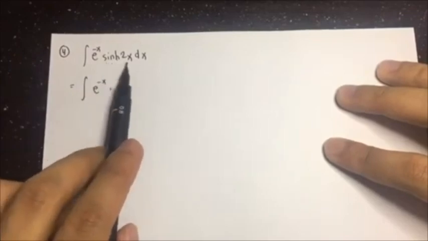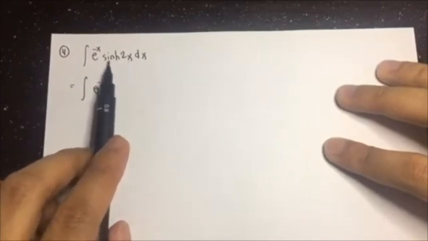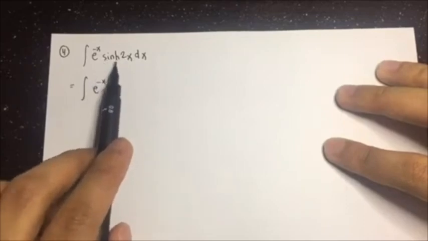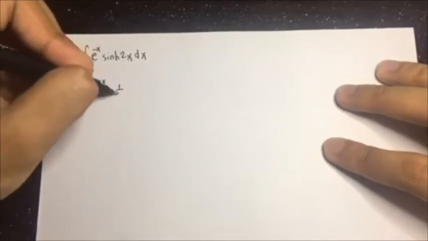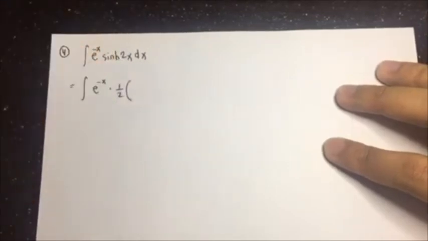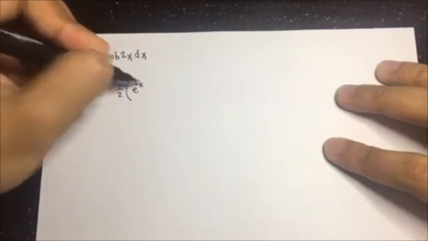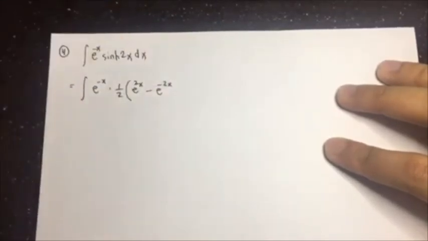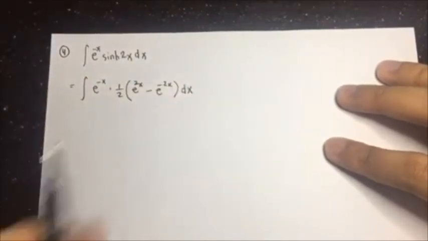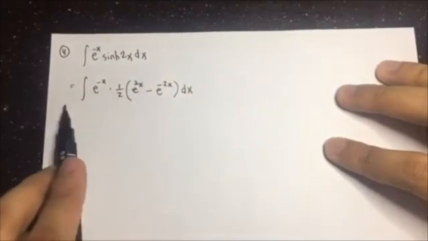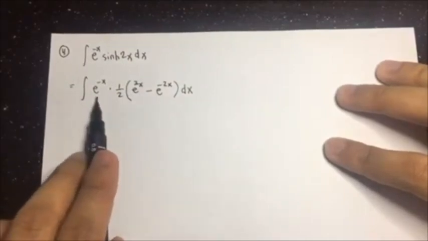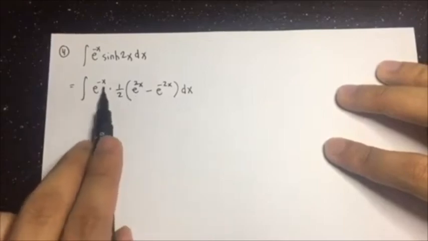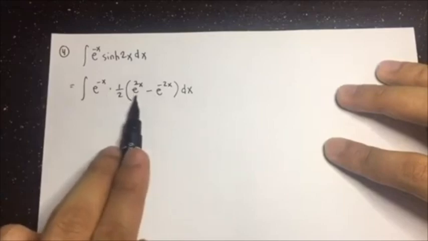Applying the equivalent exponential function of hyperbolic sine of 2x, that is 1/2 times (e to the 2x minus e to the negative 2x) dx. Since this is a numerical coefficient, we can take it outside the integral sign and then distribute e to the negative x to the two terms inside the parenthesis.